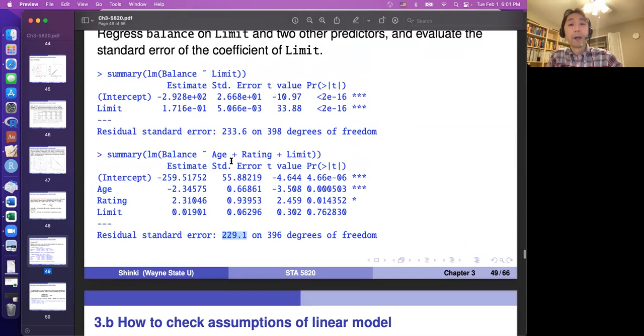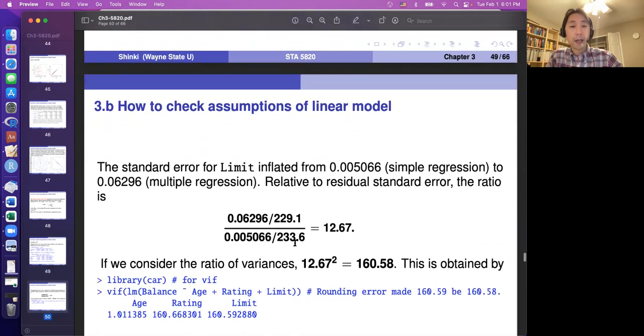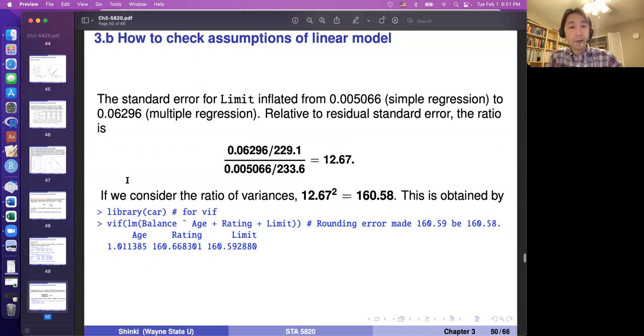So it's reasonable to standardize this by the residual standard error. We divide the 0.005 by this 233 and the 0.0629 by 229, then take the ratio, and we get 12.67. So the standard error is inflated 12 times. And the variance is the square of the standard error, so take the square, then 160.58. So variance inflation is very significant.